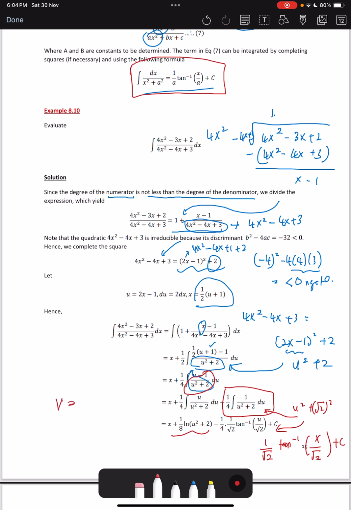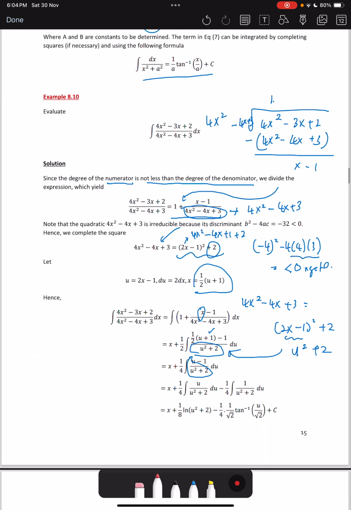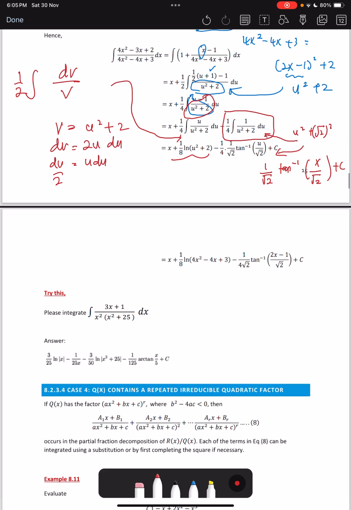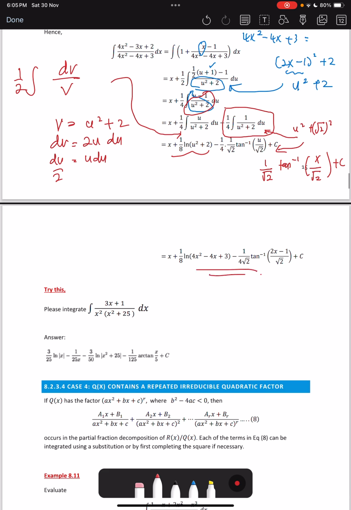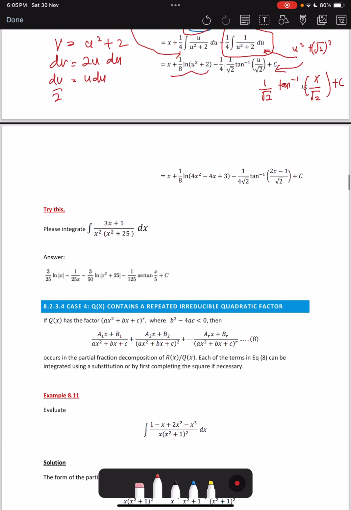Then this one is straightforward. You can replace v equivalent to u to the power of 2 plus 2, dv will be 2u du, and then u du is equivalent to dv over 2. Then you integrate u du, you have dv over 2, and the top part you will get v, so you integrate and you will have this one. Okay, at the end, this is the final answer that you will get. That is for the second case.